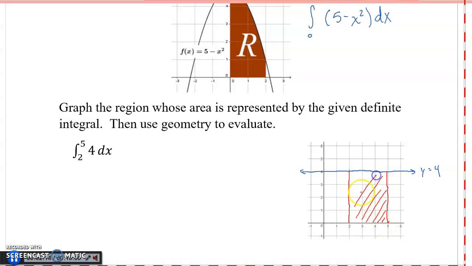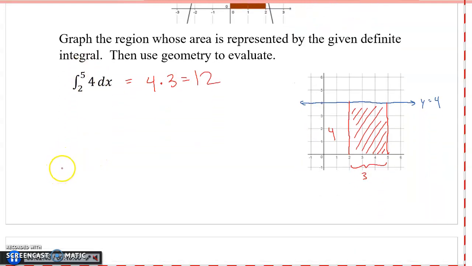Well, that happens to be a rectangle whose dimensions are 3 by 4. So this is just equal to 4 times 3, or 12. So obviously, normally we're not going to be finding a definite integral of constants because that's an answer we could have found using tools we learned in geometry, but it's sometimes useful to remember how constants work with definite integrals.